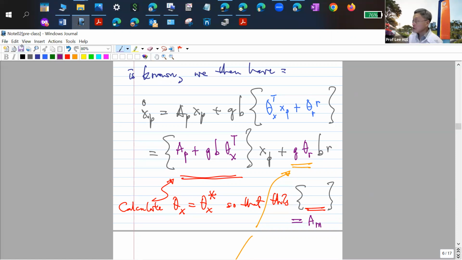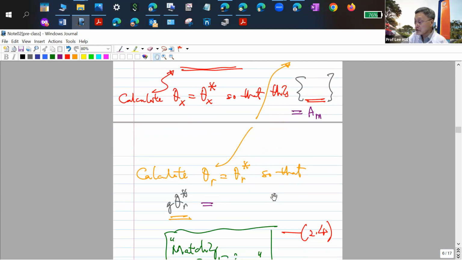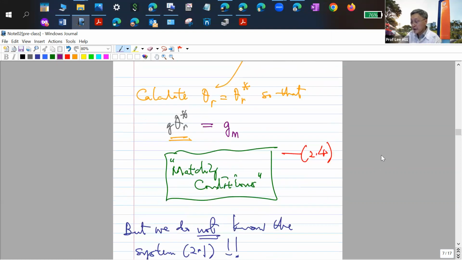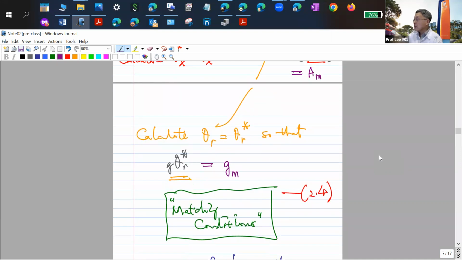And of course, you would specify your reference model properly as a stable matrix with the kind of sufficiently fast eigenvalues that you want. This is the first step. Assuming you know exactly what it is, you can find theta x star. And similarly, you want to find theta r star such that this is exactly equal to G M, so that it matches exactly what you want to give you your exact reference model.